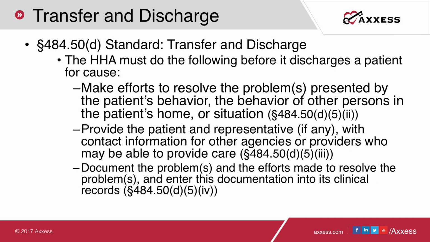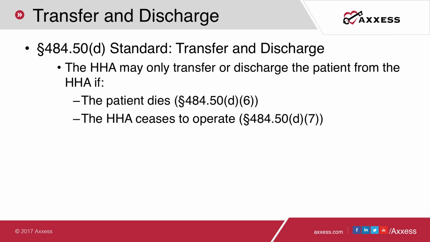The other things you have to do before you discharge for cause, you need to make efforts to resolve the problems presented by the patient's behavior. For example, go earlier in the morning before the drunks get up if you're in a bad neighborhood. I've done that before. You might provide the patient and representative contact information for other agencies or providers who might be able to provide care. And then, of course, you would need to document problems and efforts made to resolve those problems before you discharge. Remember, you got to give that 2-day notice of non-coverage or termination of services before you discharge the patient as well.